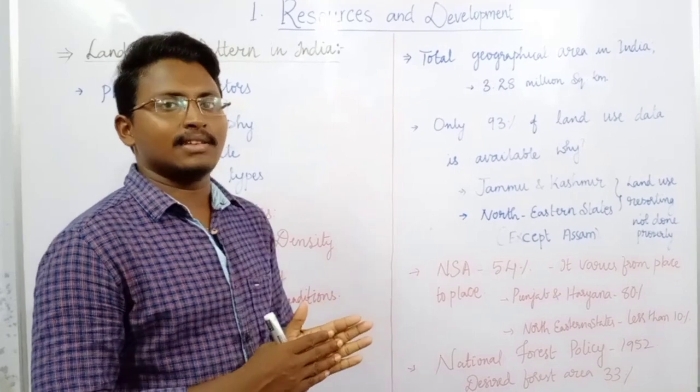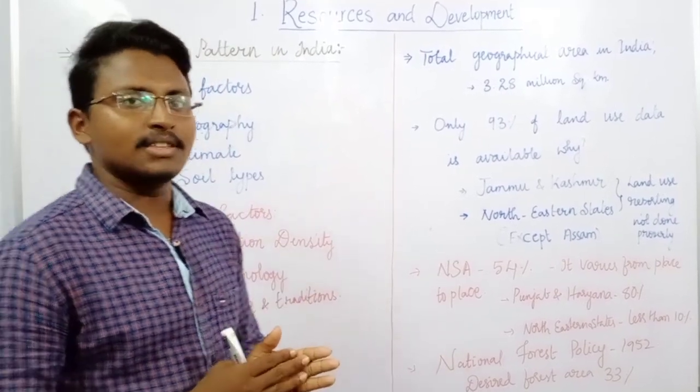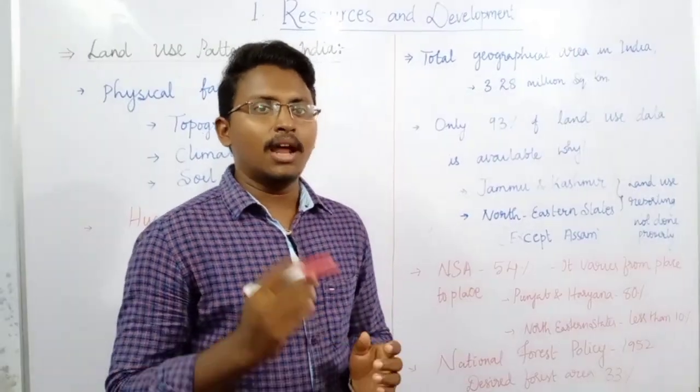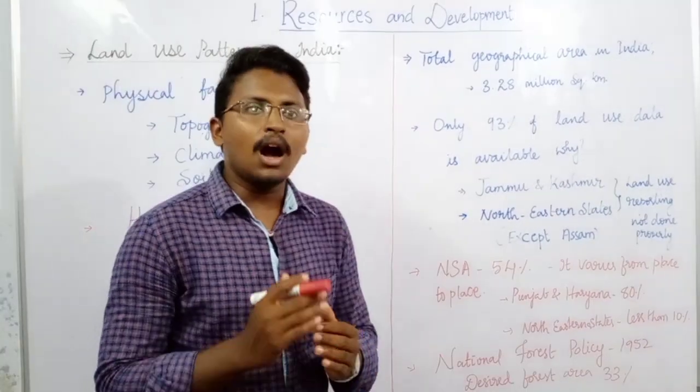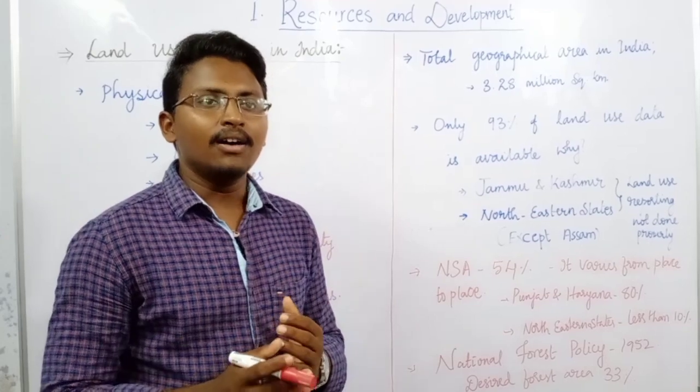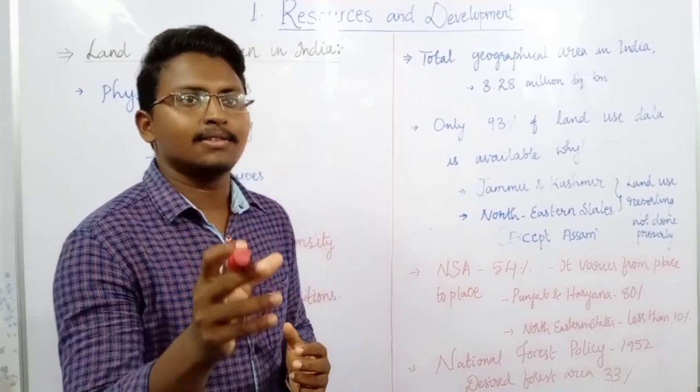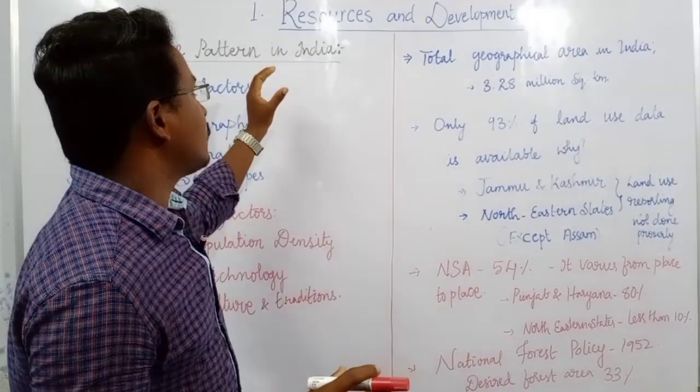Today we will talk about the Class 10th CBSE first chapter of Geography, Resources and Development, in continuation with the previous lecture. In the previous lecture we discussed land utilization. Now let us discuss the land use pattern in India. That means how the land is used in India, and what factors are responsible for the usage of land in India.